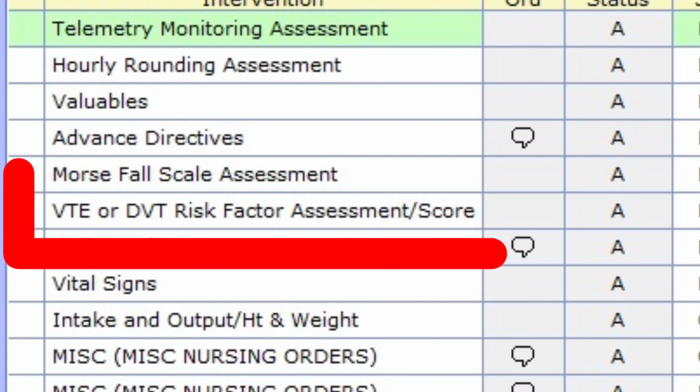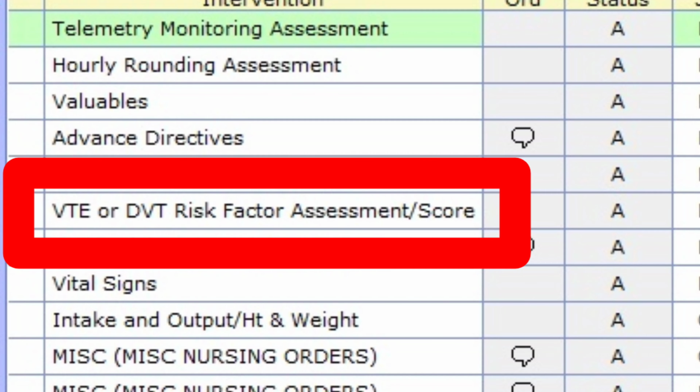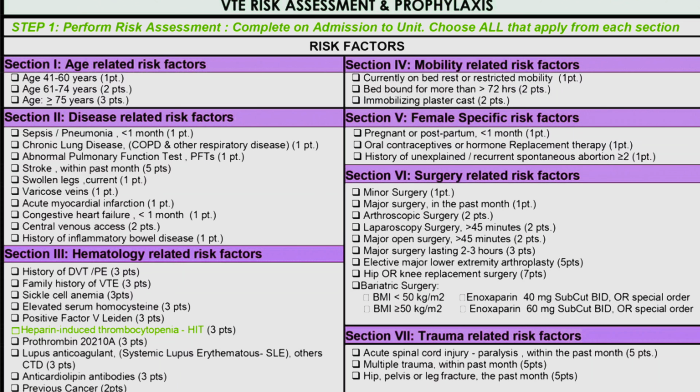Then the next will be the VTE or DVT risk factor assessment or score. So in summary, these things will have a scoring system. It has a few conditions and we check if you are getting a score for them. Examples of conditions here: a patient taking any estrogens or any pills that can cause clotting, patients who have a history of cancer or are getting cancer treatment, patients who have a history of DVTs or PEs. So those things are taken into factor.